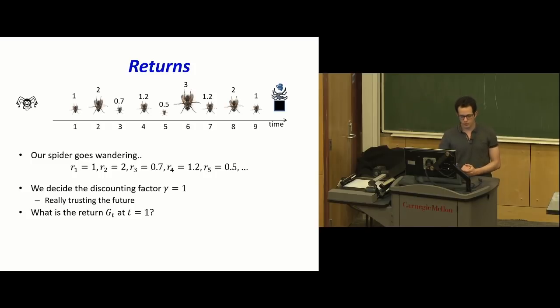So let's compute the returns a little bit. Who can tell me what the return at time step t equals 1 is going to be, assuming the discount factor is 1?